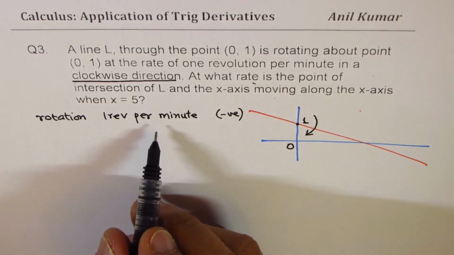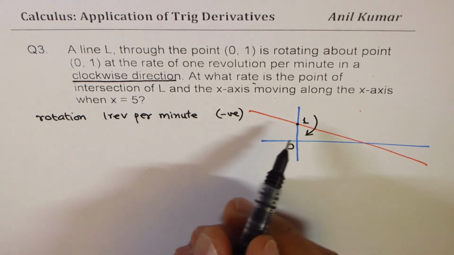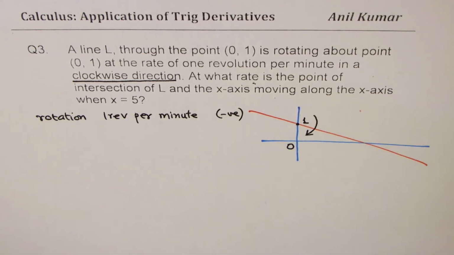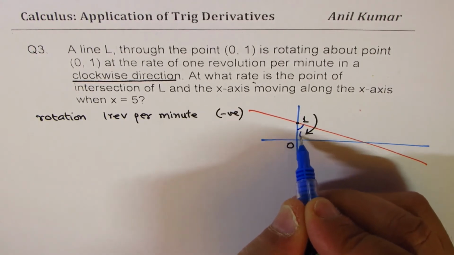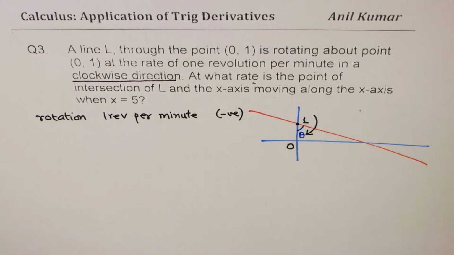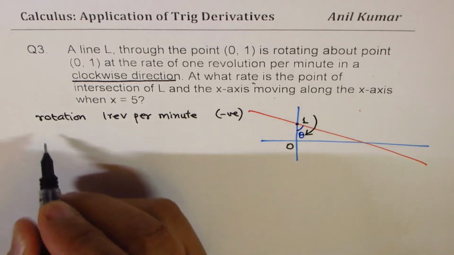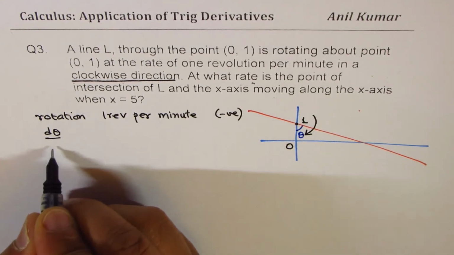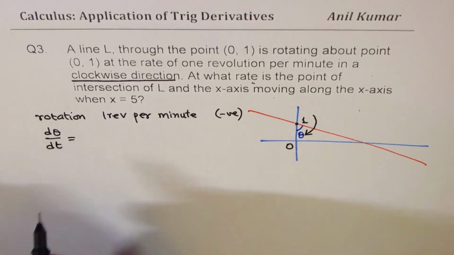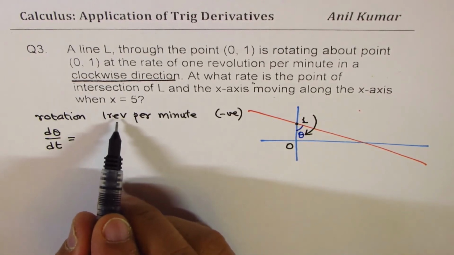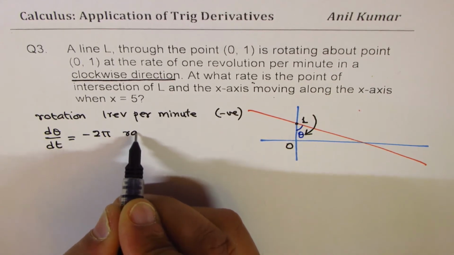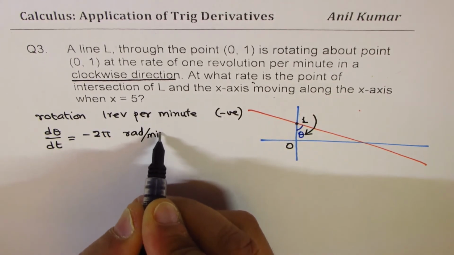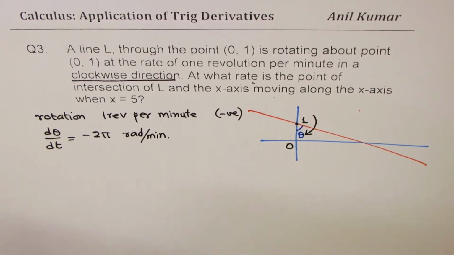So 1 revolution per minute is the rate of change of angle. If I say that this angle here is theta, let's keep this angle as theta. In that case, what we are saying is that d theta by dt is equal to 1 revolution, which means 2 pi. So I can write this as minus 2 pi radians per minute. Correct? So that becomes d theta by dt.